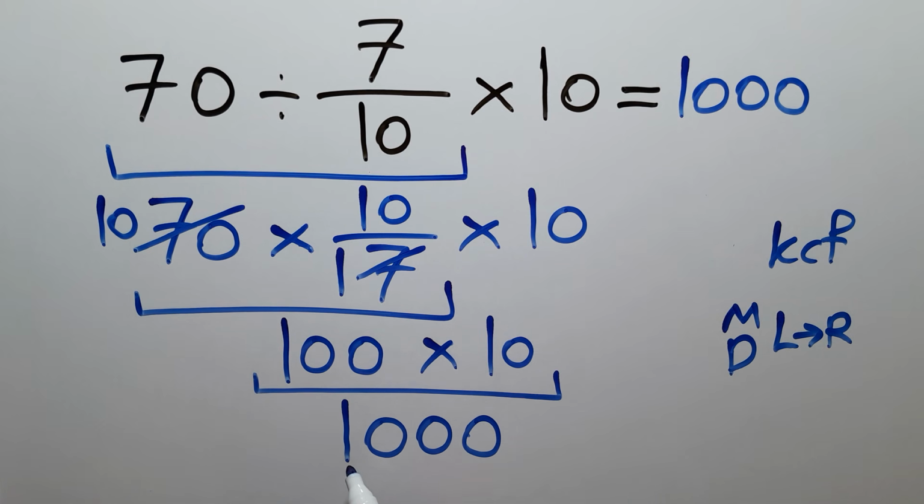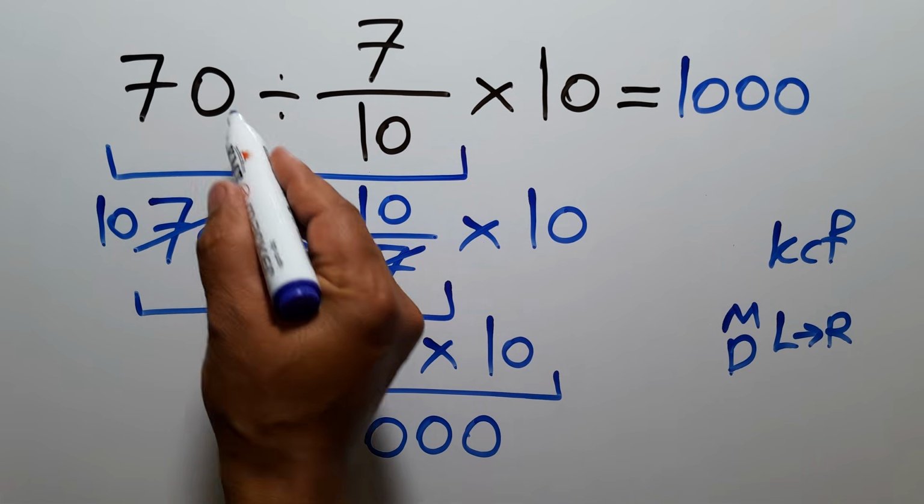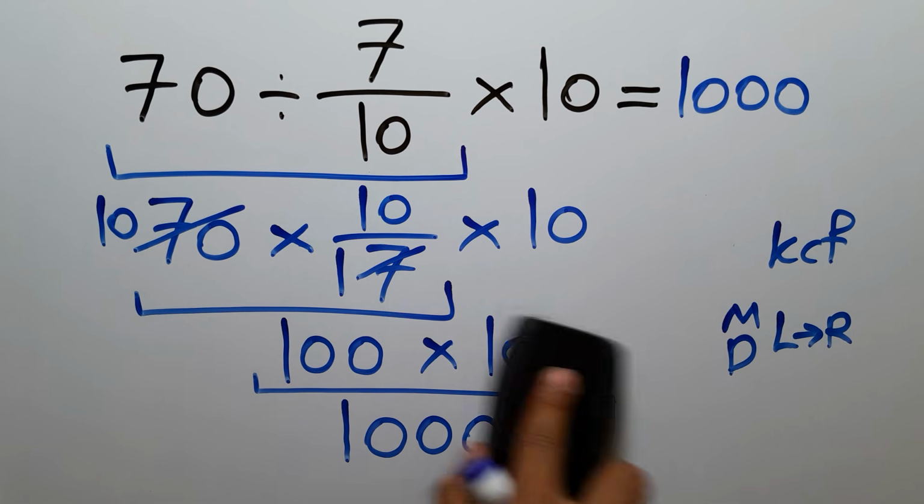But if you don't follow this rule and first do this multiplication, then this division, you'll get the wrong answer. Like this.